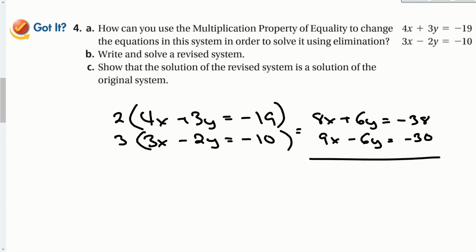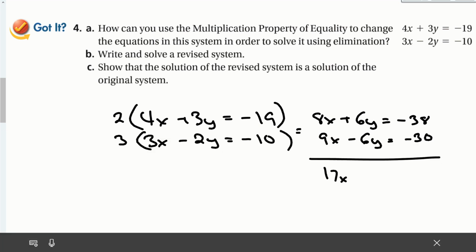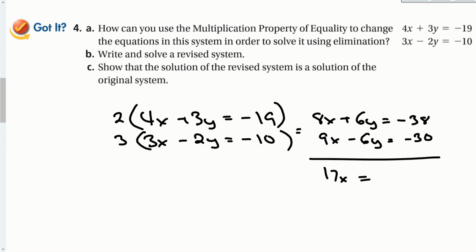Adding these together gives me 17x is equal to negative 68. Divide out the 17. Should go evenly. X is going to be equal to negative 4. Again, pick the easiest one. I'm going to go with the bottom one, even though it has two negatives instead of 1, numbers are a little smaller. I like that. 3 times negative 4, which is x, minus 2y is equal to negative 10.